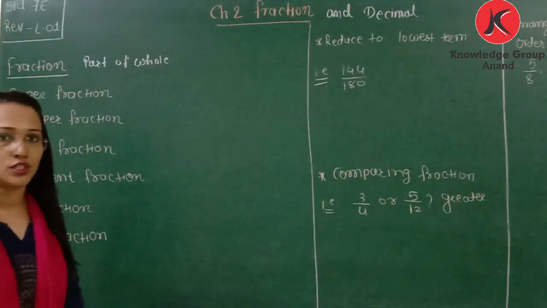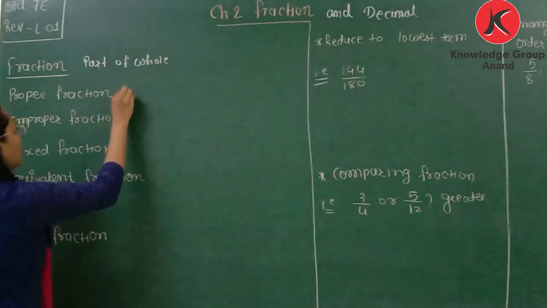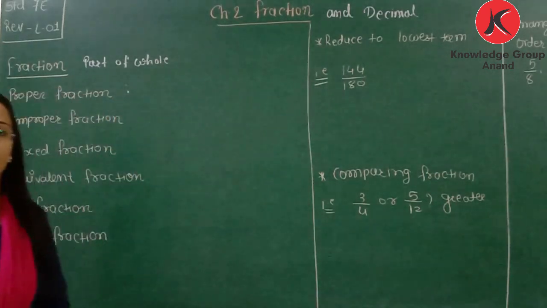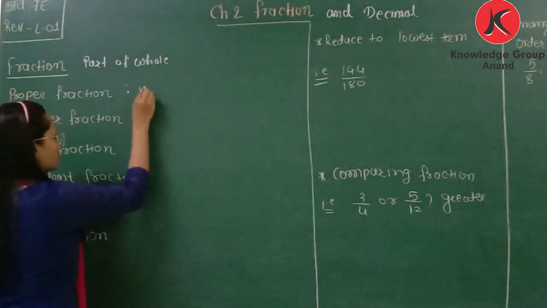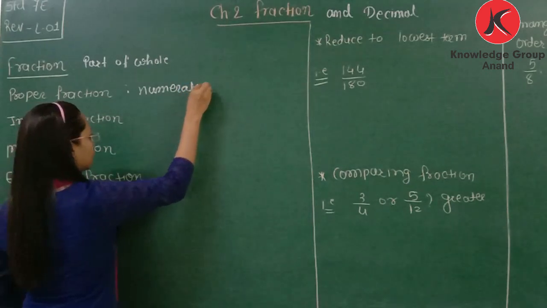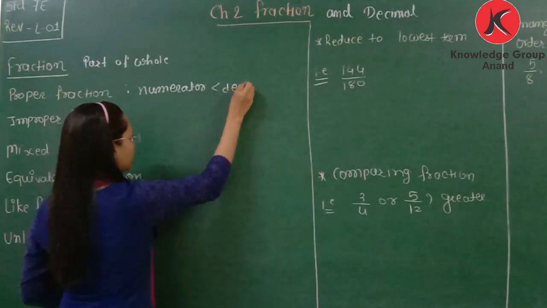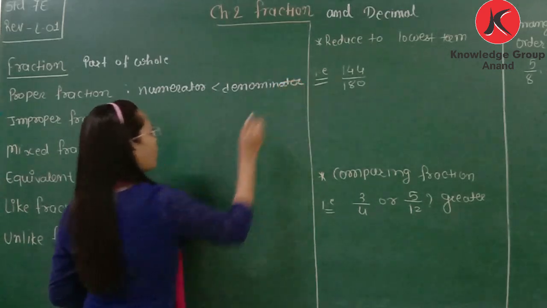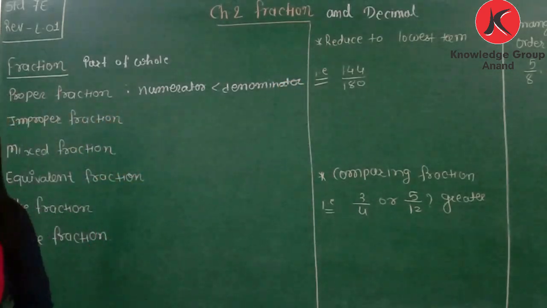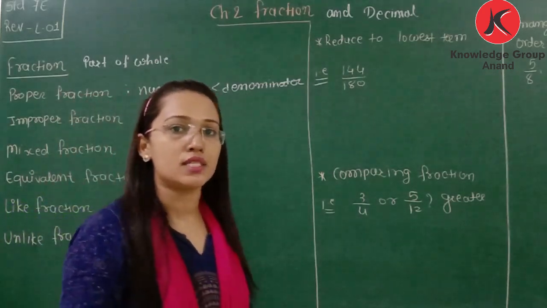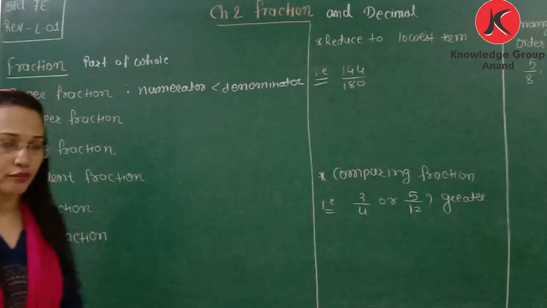Now next, proper fraction. What is proper fraction? When the numerator is less than the denominator, then it is called a proper fraction. For example, 2 by 3, 7 by 11. In these examples, the numerator is less than the denominator, that's why it is a proper fraction.